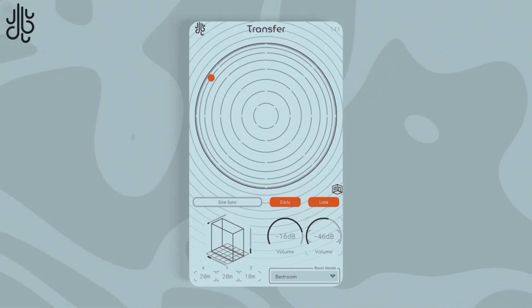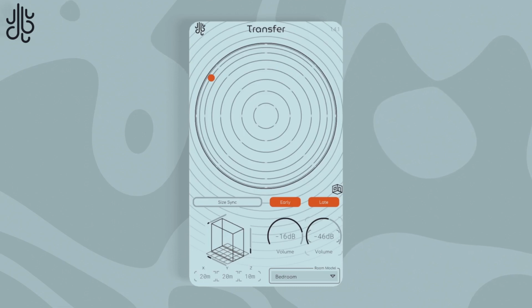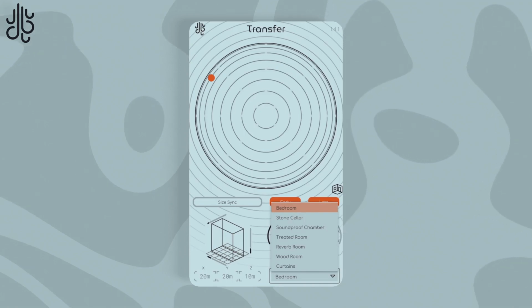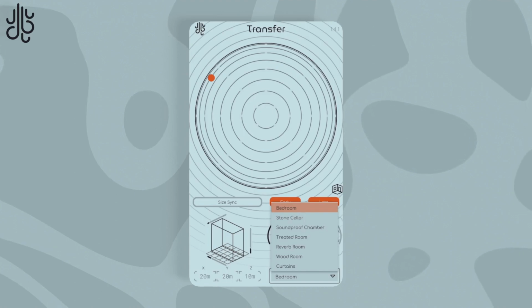Finally, the room model here determines which kind of space the reflection system is aiming to simulate. Spaces like wood room, curtains, and soundproof chamber offer quiet reflections and short reverb tails, while models like stone cellar and reverb room offer much more noticeable early reflections, as well as longer reverb tails.